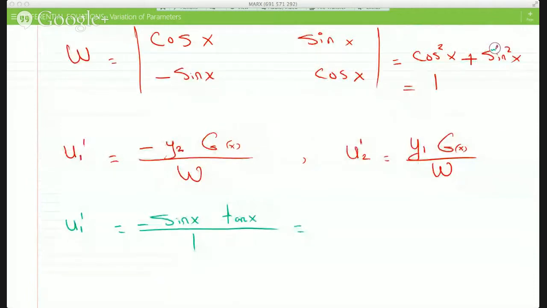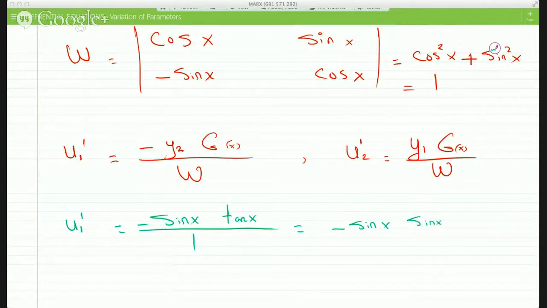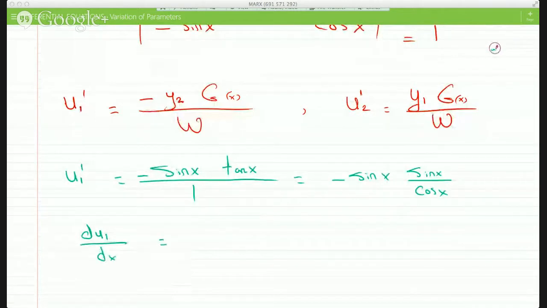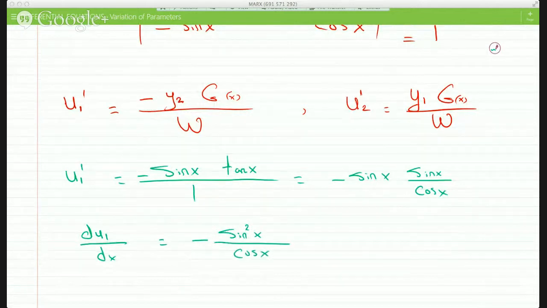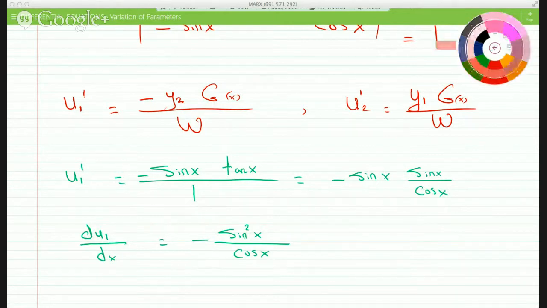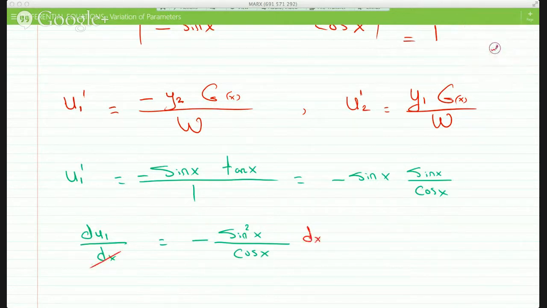So this becomes minus sine x times tan, and tan is just sine x over cosine x. Okay? And now, of course, this is du1 over dx equals minus sine squared x over cosine x. And we can separate the variables. So we can remove this dx, put it here, and then we can integrate both sides.